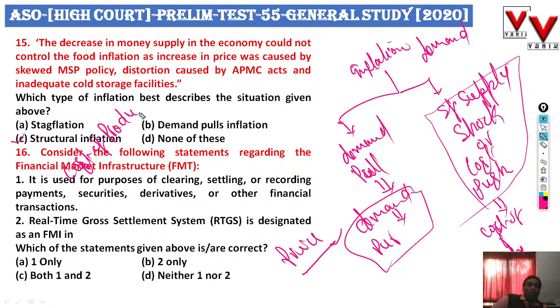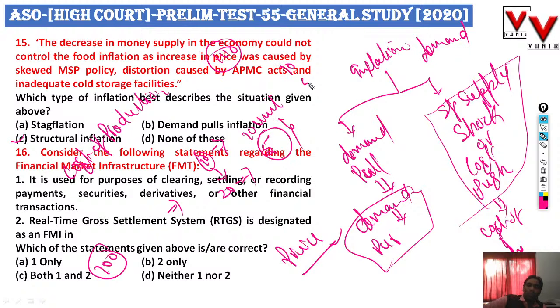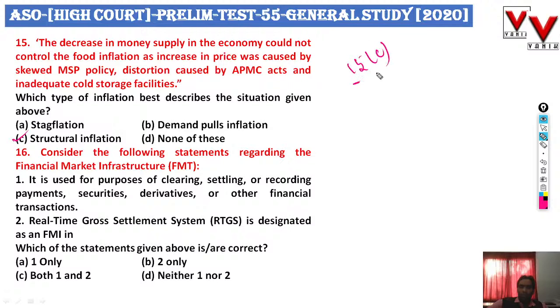Take an example: the producer has 100 rupees. Earlier the cost was 10 rupees per unit, so the producer was able to produce 10 units. Now suppose the cost of production has increased from 10 to 20. Then with 100 rupees the producer is only able to produce 5 units. Demand is 10 units and only 5 units can be supplied. Demand is constant, not increasing; the supply is decreasing. So the 15th right answer is going to be C.